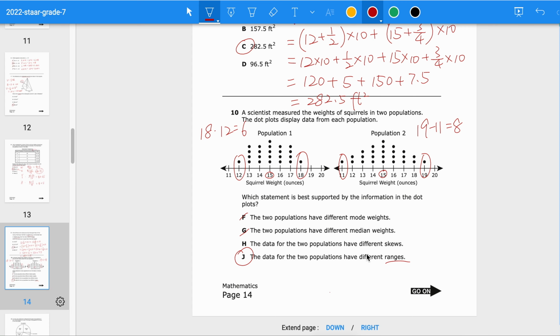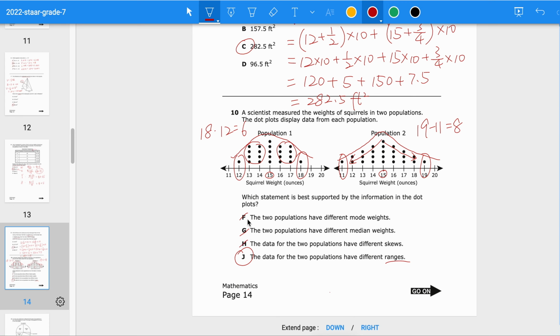And H, the different skews. So if you draw the skew for population 1, it will be something like this, because they have two areas here. But if you draw the skew for population 2, it will be more steep than that because they go down like this direction. So the skew is different as well. That's why H is not right.